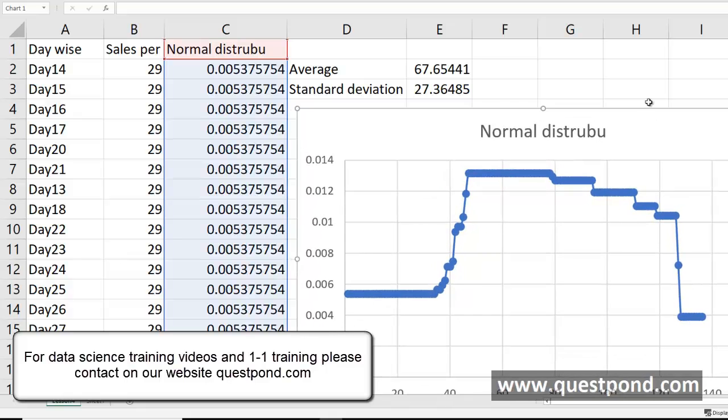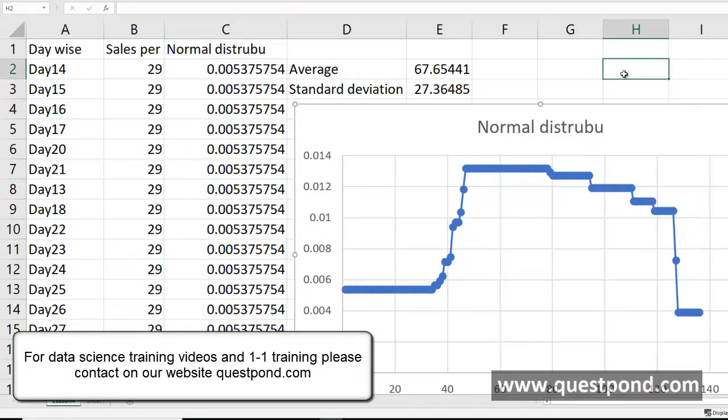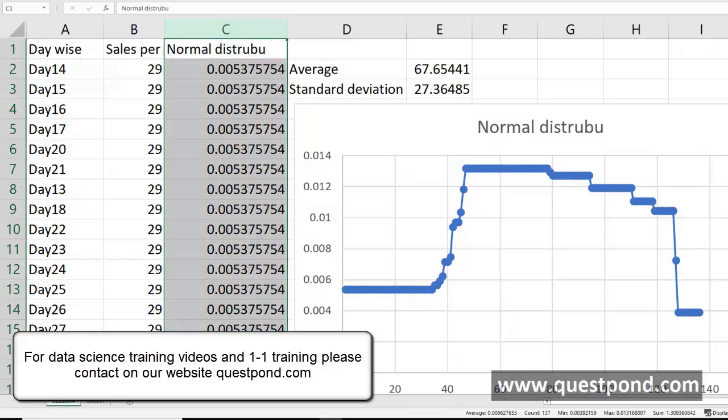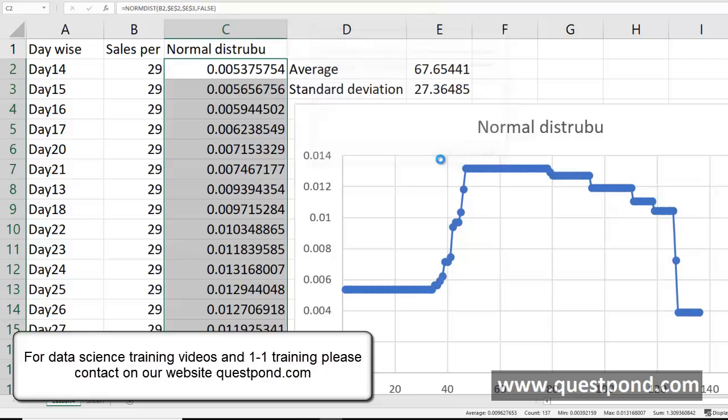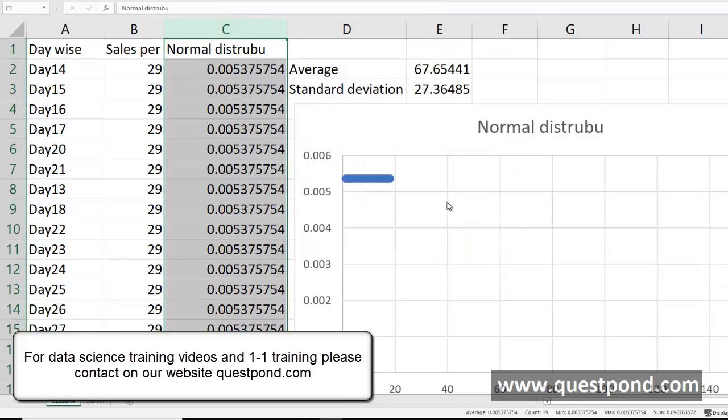For example, let me try to fix some things out here. I can see there are a lot of duplicate values, and because of these duplicate values I'm getting these straight lines, right? So let us try to correct this normal distribution a bit, and see if we can come nearby to that normal distribution. I'm going to go here, and first I will try to remove the duplicates. I'll say data, and let us say remove duplicates. I'll say continue with the current selection. I'll say remove duplicates. So let's try to remove some duplicates. 118 duplicates have been removed. Oh, what is that? Hang on.